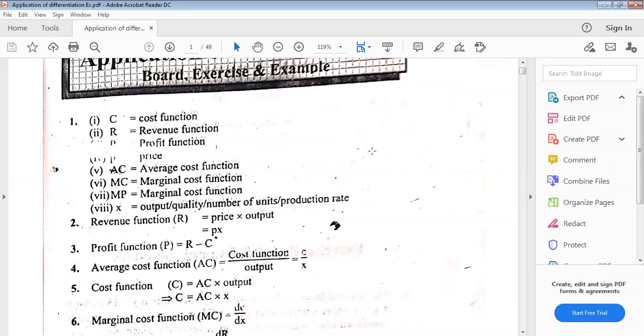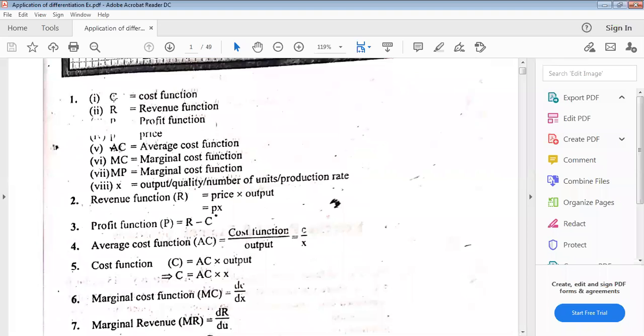So for the notation, first of all, let us consider capital C is the cost function, capital R is the revenue function, and P is the profit function. Everywhere we will use this notation, and small p is the price. Here AC is the notation for average cost function, and MC will be marginal cost function. MR marginal revenue function. Here is a printing mistake. MP will be marginal profit function.